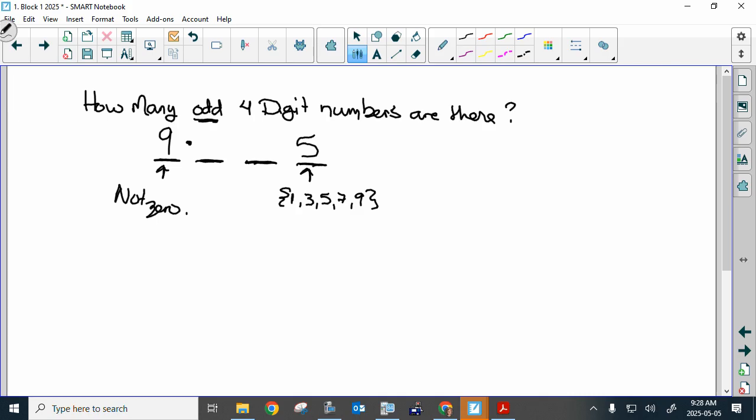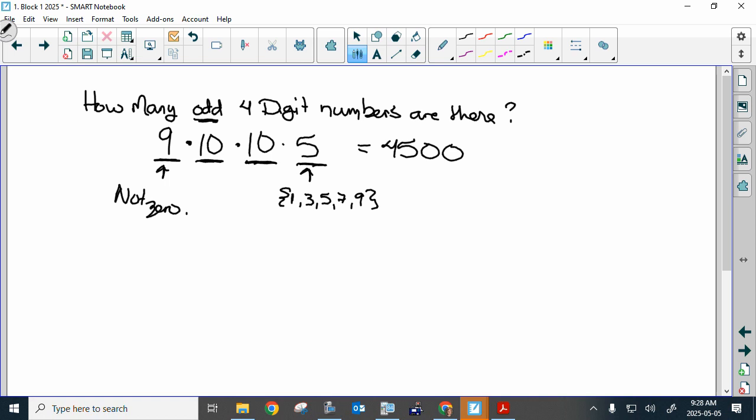It didn't say without repetition. So it's got to be 10, and it's got to be 10, right? And so this would end up being like 4,500 4-digit numbers in total. Sorry, 4-digit odd numbers in total.